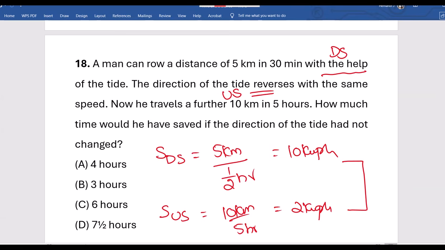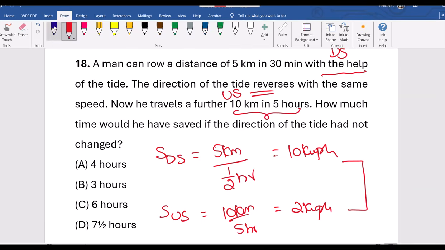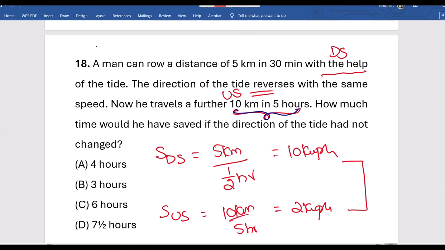It means if it is along with the stream, this 10 kilometers can be covered in 1 hour. But here, how much time is taken? After reversing, 10 kilometers takes 5 hours. If it is downstream, the 10 kilometers can be covered in 1 hour. How much time will be saved?